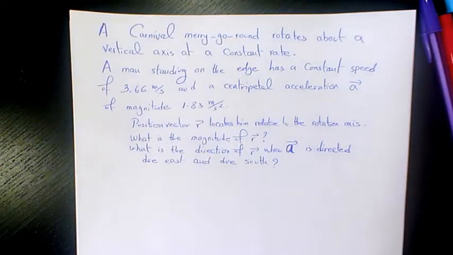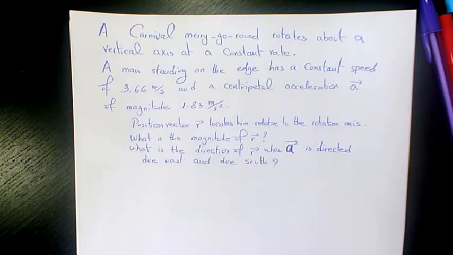Welcome to another video. In this video I want to solve another circular motion example. It says a carnival merry-go-round rotates about the vertical axis at a constant rate. A man standing on the edge has a constant speed of 3.66 meters per second and a centripetal acceleration of magnitude 1.83 meters per second squared.